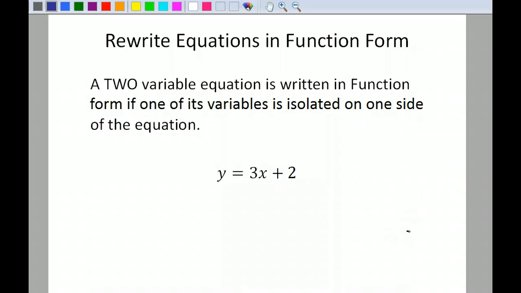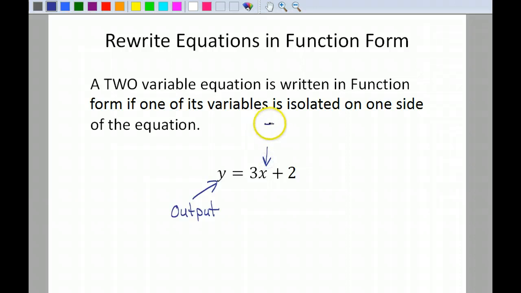Okay, now we're going to take a moment. We're going to rewrite equations in function form. A two-variable equation is written in function form if one of its variables is isolated on one side of the equation. So here we have an example of an equation written in function form. Y is my isolated variable. It is the output. And y is a function of the input.